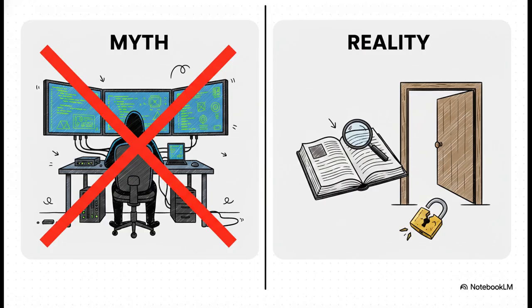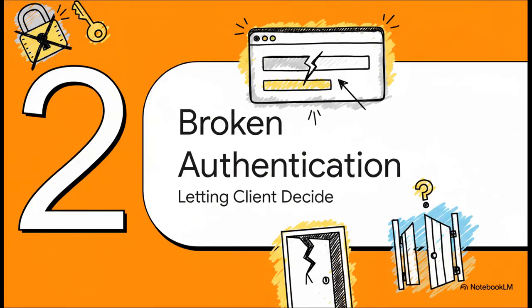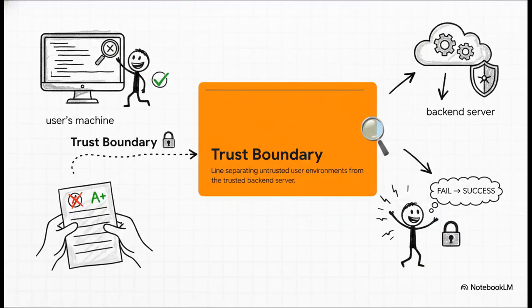I mean, we are talking about flaws so basic, you'd find them in the first couple chapters of a Web Security 101 textbook. Moving on to Section 2, broken front door authentication. Letting the client decide. This brings us to the first major architectural flaw on the front end. So the absolutely crucial point here is this concept, the trust boundary. This is that strict line separating untrusted user environments, like your web browser, from the trusted system, like the backend server.